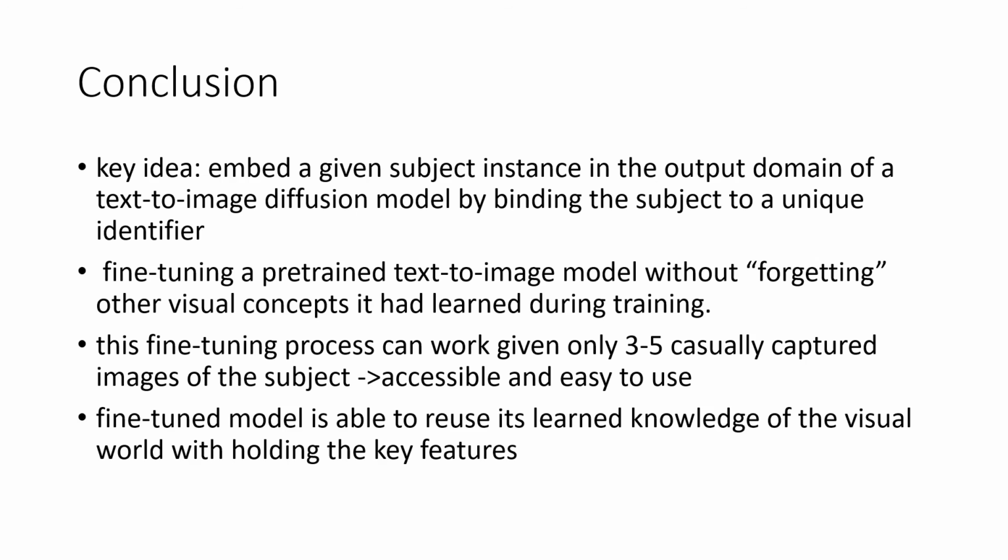To conclude, their key idea is to embed a given subject instance in the output domain of a text-to-image diffusion model by binding the subject to a unique identifier. They achieve this by carefully fine-tuning a pre-trained text-to-image model without forgetting other visual concepts it had learned during training, especially considering the typical size of text-to-image models, which is very big. This fine-tuning process can work given only 3 to 5 casually captured images of the subject, which also makes the technique particularly accessible and easy to use from a user's perspective.